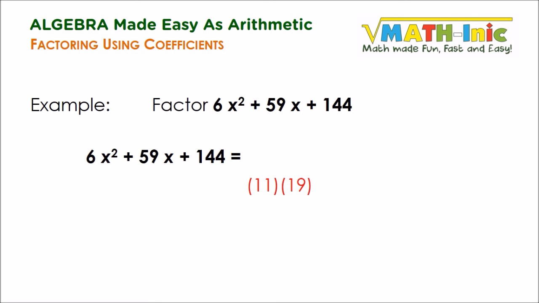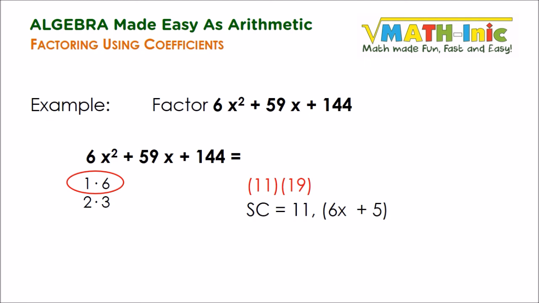Now we factor 6. The factors of 6 are 1 times 6 or 2 times 3. So knowing that 6x squared can be factored into x times 6x and 2x times 3x, we can now continue using 11 and 19, thinking of the sums of the coefficients of the factors as 11 and 19. So let's try using the combination 1 and 6 first.